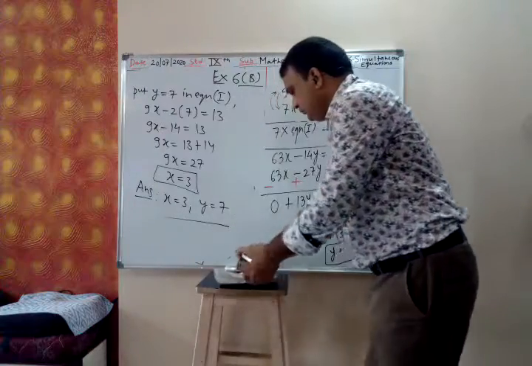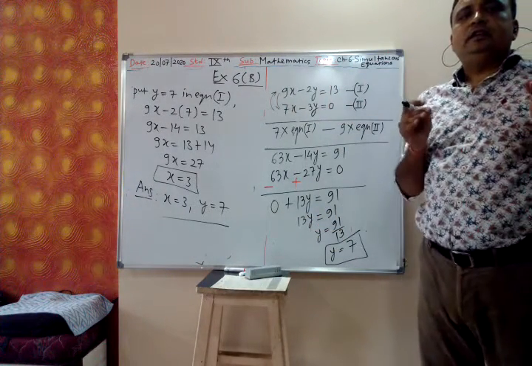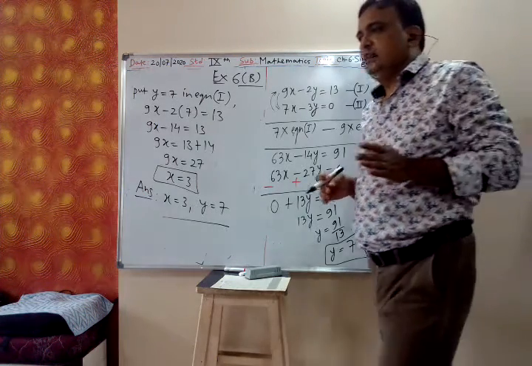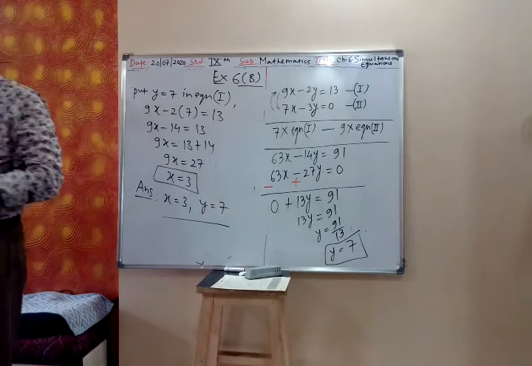So equating coefficient method means you have to make the coefficient of x equal or y equal, any one. And whenever you have a doubt, ask the doubt.